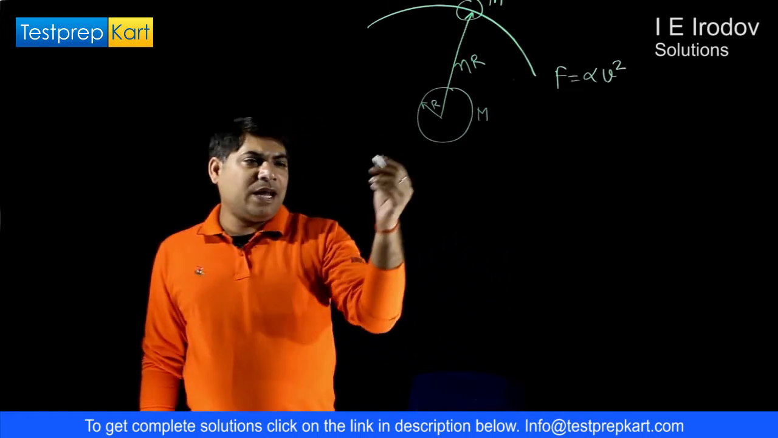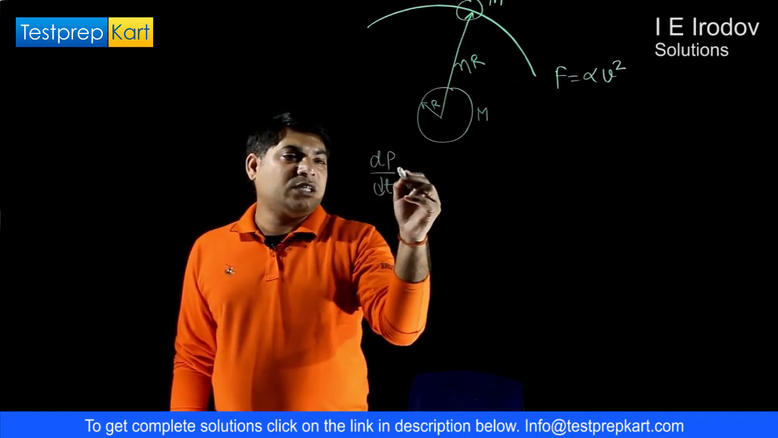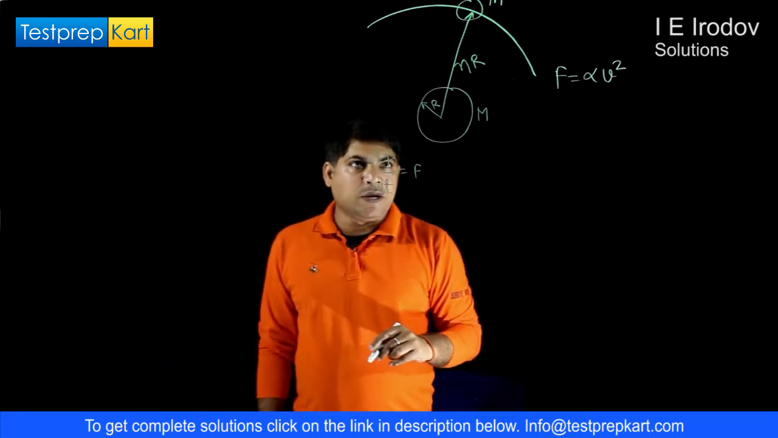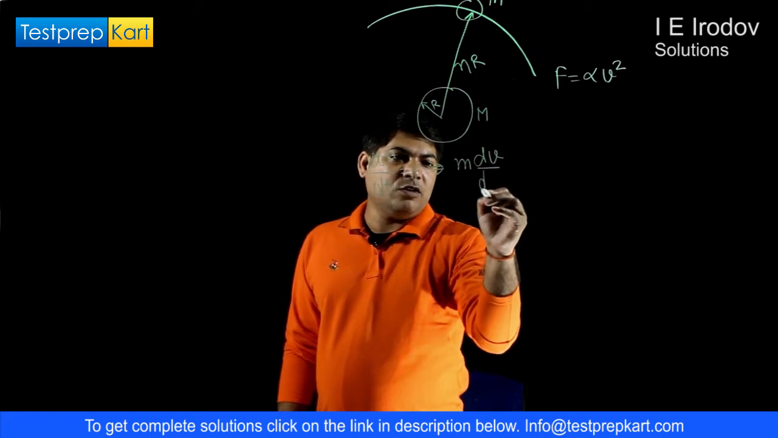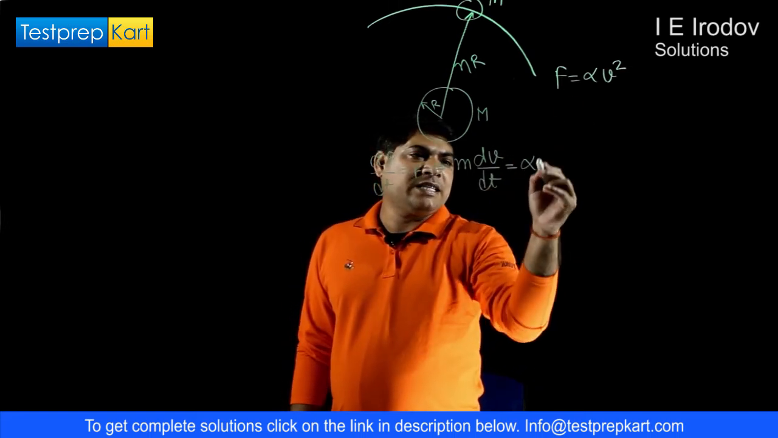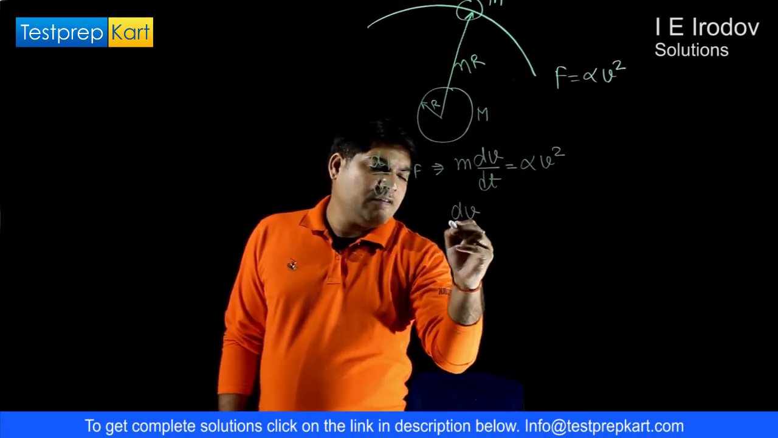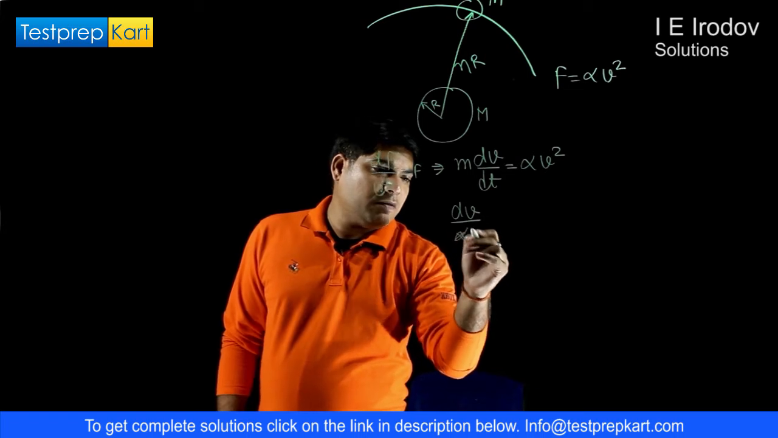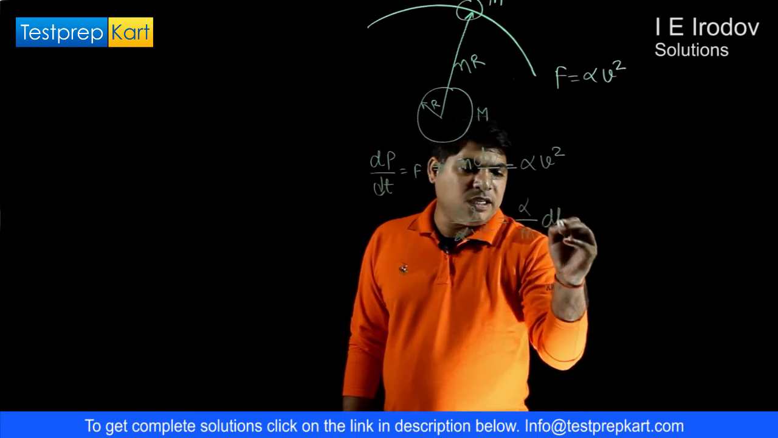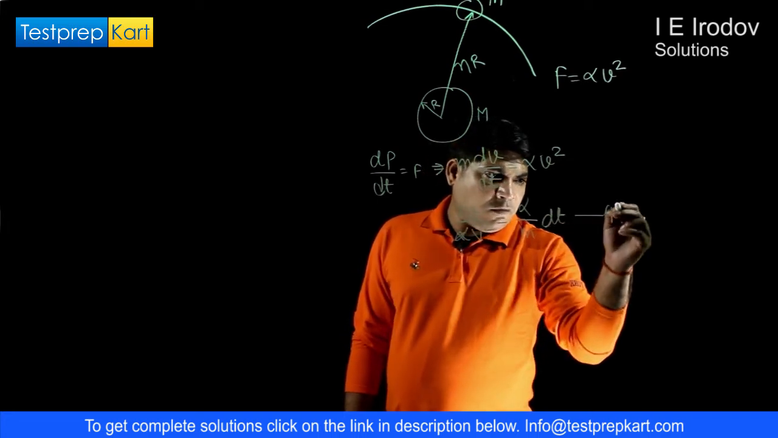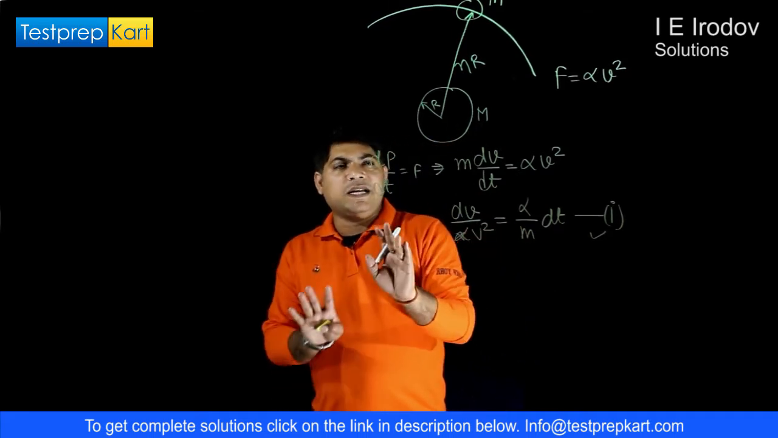First of all we can apply the simple fundamental of Newton's law, that rate of change in momentum is equal to applied force. For this satellite, the mass is constant, so we can write m dv over dt is equal to F, that is alpha v square. So we can rearrange this expression: dv over v square is equal to alpha over m into dt. We are writing this equation as 1. We will perform further operation after determining some conditions.